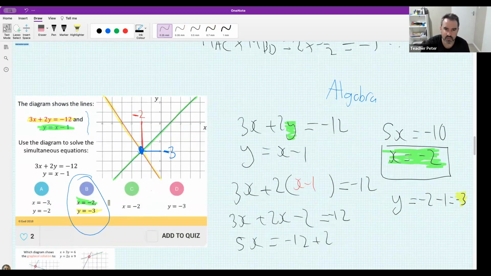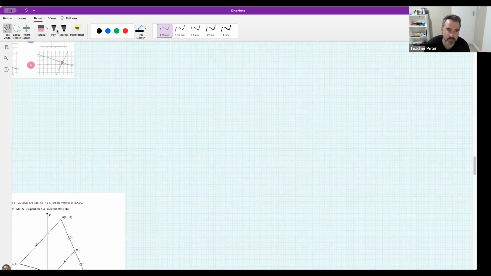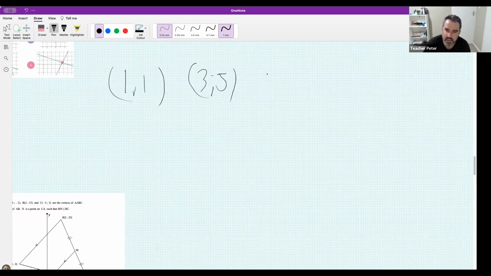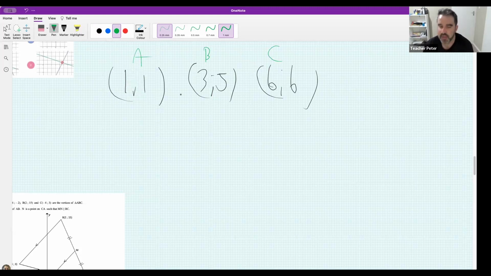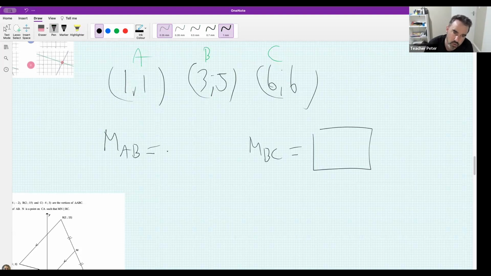Last thing I want to do tonight is what does it mean for something to be collinear? So let me give you 3 points. The points are 1, 1, 3, 5, and 6, 6. Are these 3 points collinear? Well, in order to know if they're collinear, the gradient between A and B and the gradient between B and C should be the same. So you work out the gradient and you tell me, are the points A, B, and C collinear?